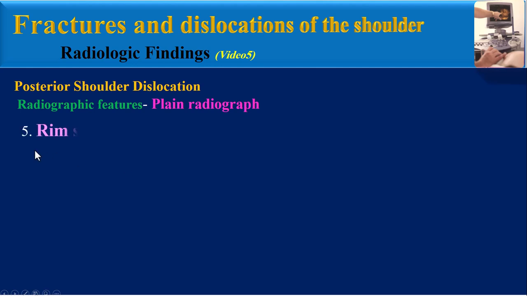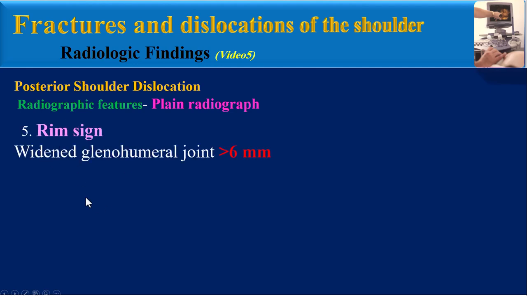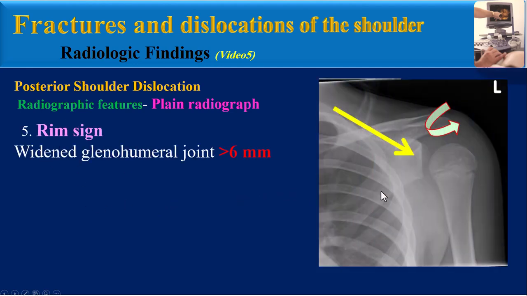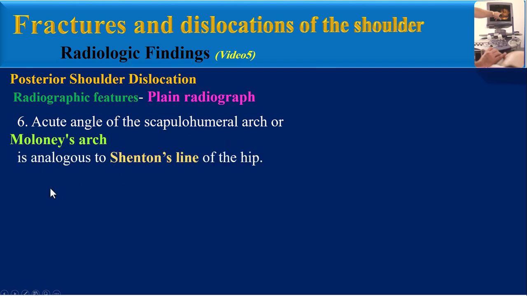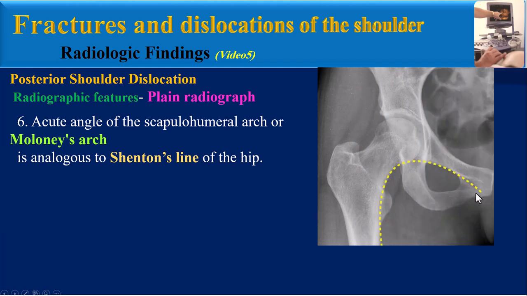Another radiograph finding is the rim sign, which means a widened glenohumeral joint of more than 6 mm. Another finding is an acute angle of the scapulohumeral arc, or Moloney's arc. It's analogous to Shenton's line of the hip.